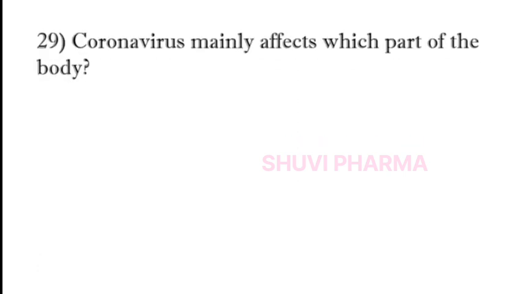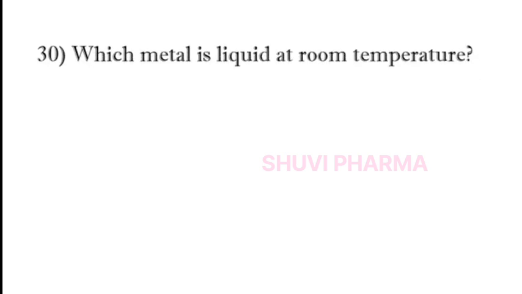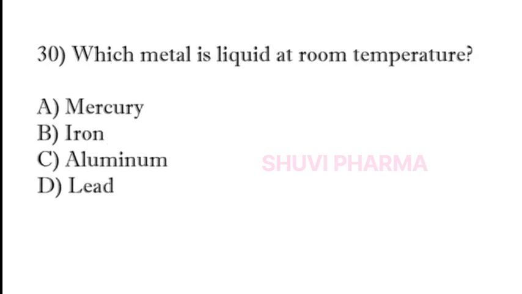Coronavirus mainly affects which part of the body? Brain, lungs, liver, kidneys. The correct answer is option B, lungs. Which metal is liquid at room temperature? Mercury, iron, aluminium, lead. The correct answer is option A, mercury.